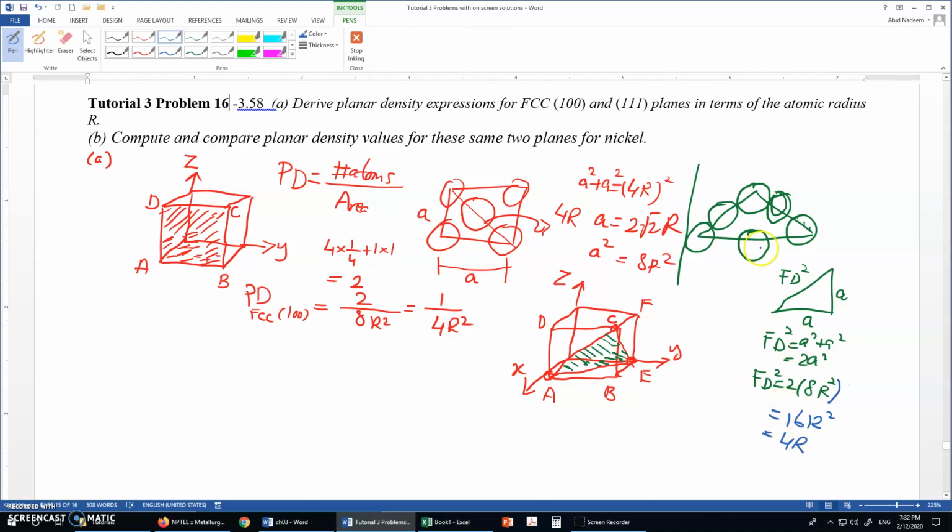Actually it was quite simple, because these 3 circles are touching each other, so obviously this is equal to 4r. Anyway, so what is the area of this triangle? Since this is an equilateral triangle, the area of this triangle can be determined by this right angle. So the area will be equal to the area of this triangle.